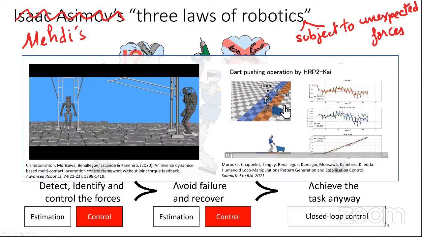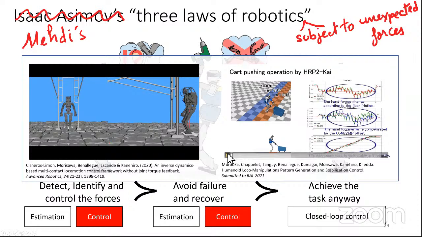This also has results on the real robot. The paper is submitted to RAL, and I think it's about to be accepted. So please check it if you want more details.